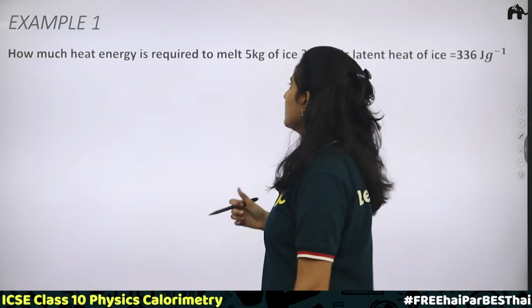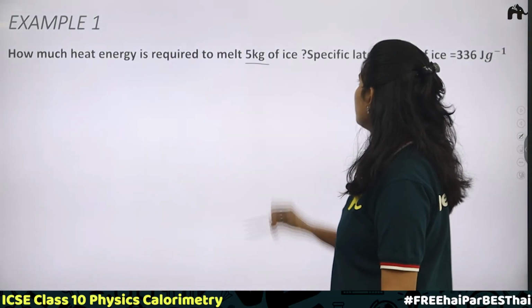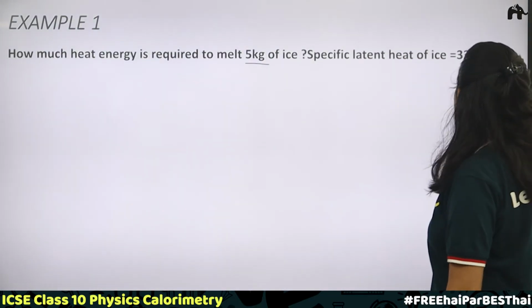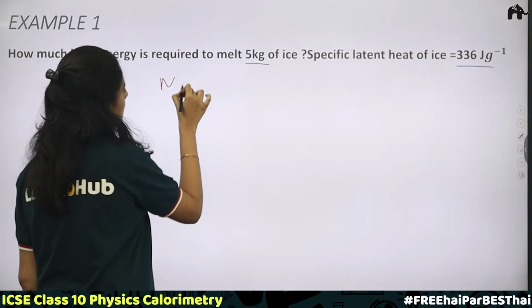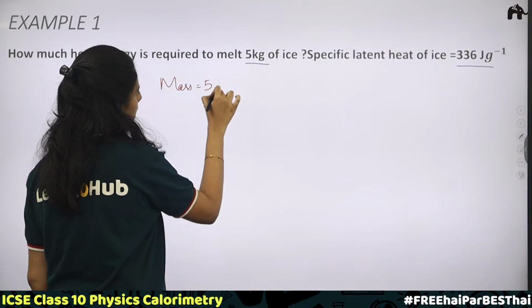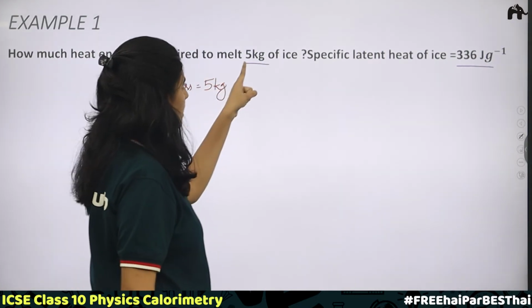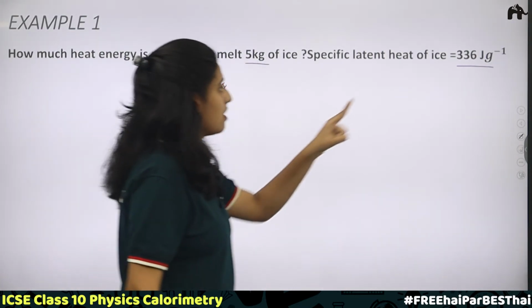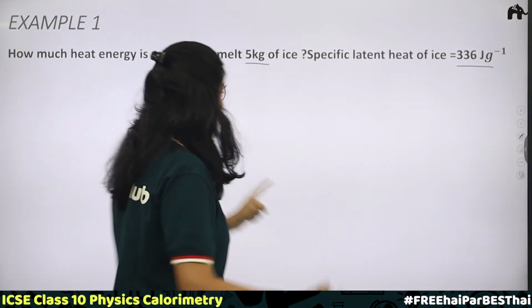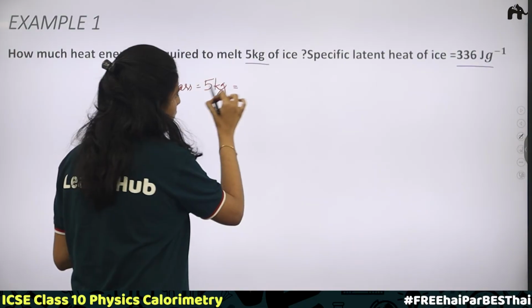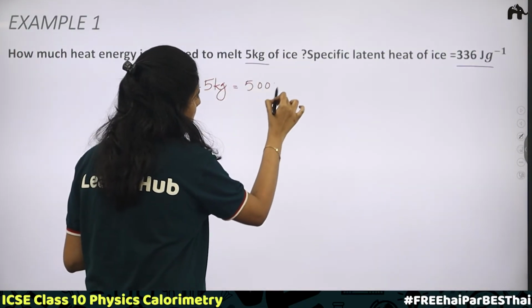How much heat energy is required to melt 5 kg of ice? Specific latent heat of ice is 336 joule per gram. Here mass is given. Mass is equal to 5 kg. Now remember, mass is in kilogram and the unit is joule per gram, which means you have to convert this kilogram to grams. 5 kilogram will be 5000 grams.